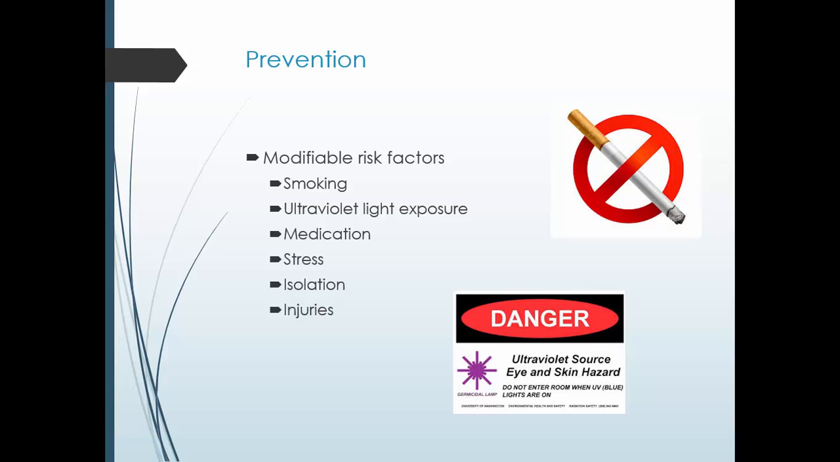Ultraviolet light exposure. Unprotected UV exposure can lead to serious eye problems. Short term, they can have irritation or photokeratitis, which is a corneal burn. Long term, they can develop cancers like melanoma, basal cell, and squamous cell carcinomas that can occur on the skin, around the eye, or in the eye.